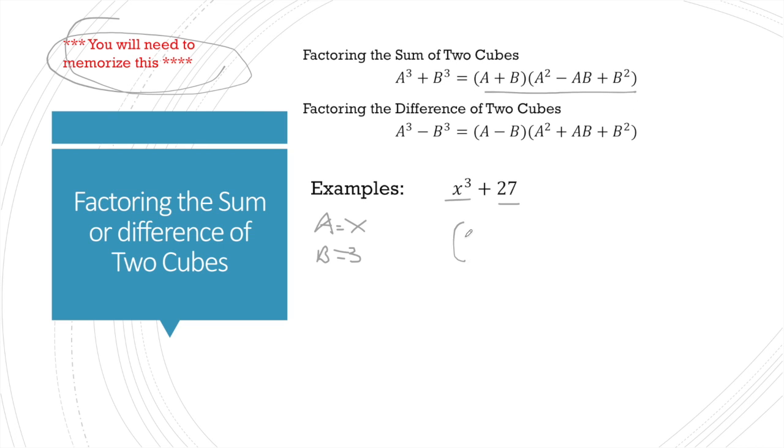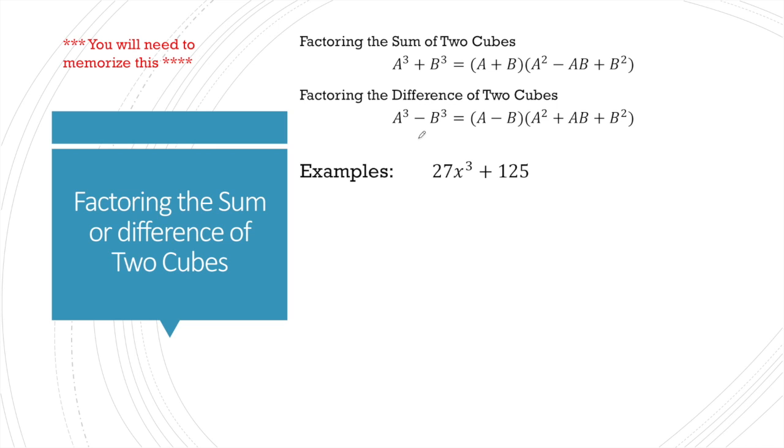So I have (x + 3) times (x squared minus a times b, that's x times 3, so 3x, plus b squared, so 3 squared, that's 9). This is the one you're going to have to memorize and know how to use when you're working with a sum of two cubes or a difference of two cubes.